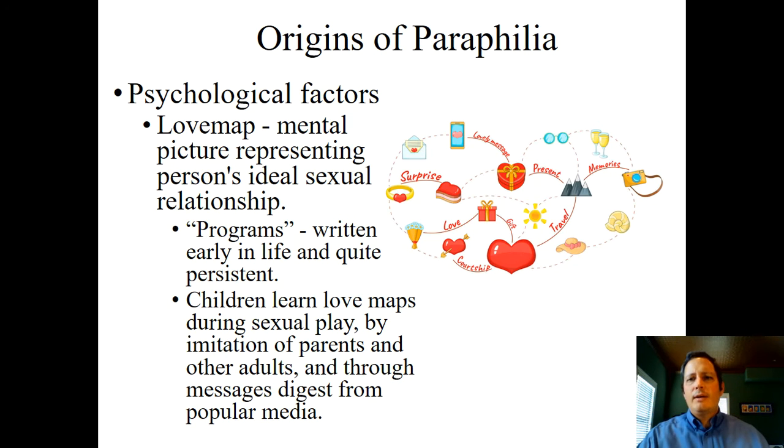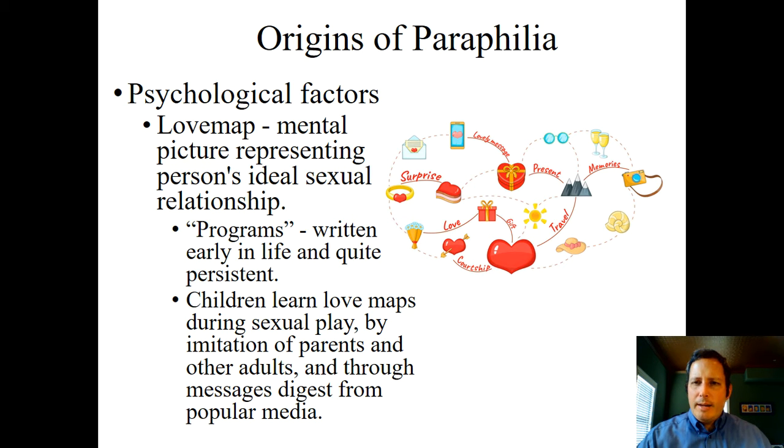Psychological factors, love maps. These frankly sound a lot like mental maps. They're a little bit different parts of your chapter, but they basically are the same thing, other than love maps are more mental pictures of your ideal sexual relationship. I guess people have to access their love maps anytime they go onto, say, a dating profile, and they're forced to think about what they see their ideals are.